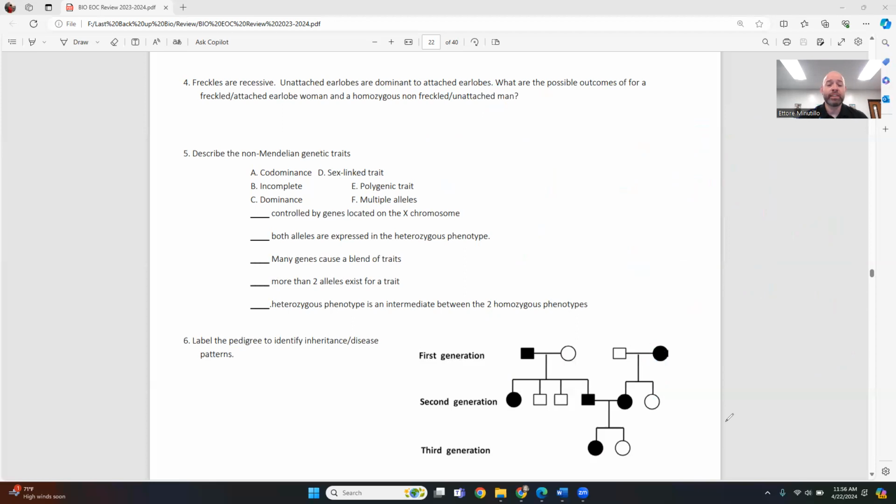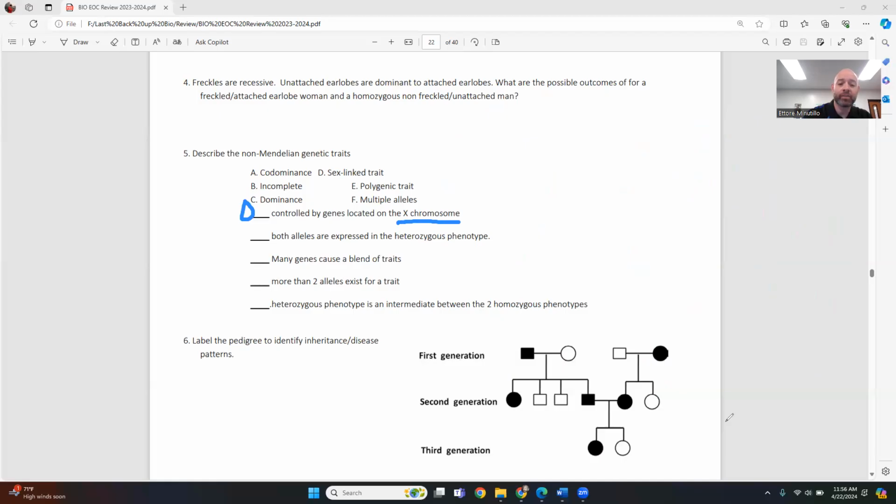Describe the non-Mendelian genetic traits. Let's see what we've got here. We've got a little matching section. Let's see what we can do. Controlled by genes located on the X chromosome. This one for sure is going to be D.